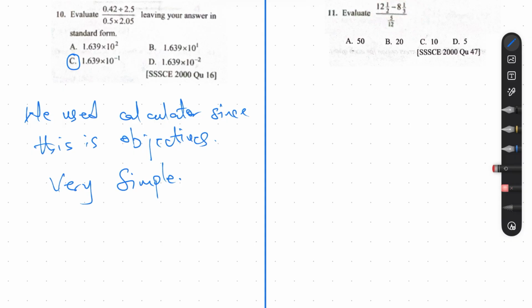Let's write the expression down. The first one here is a mixed fraction. This is also a mixed fraction, and then at the denominator we have a proper fraction. So we know that the line over here signifies division, right? Let's write down this expression properly so we can see it. We have 12 whole number 1/2 minus 8 whole number 1/3. Let's put this in brackets. Then this line signifies division, so let's put it down, divided by 5/12.